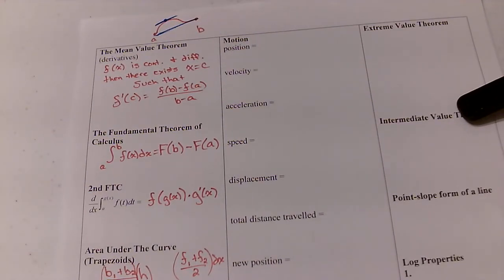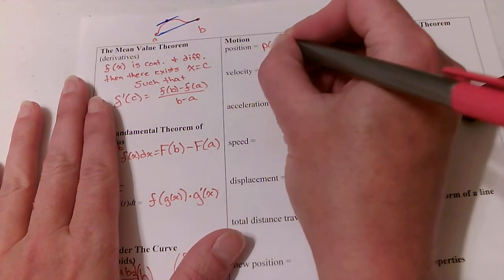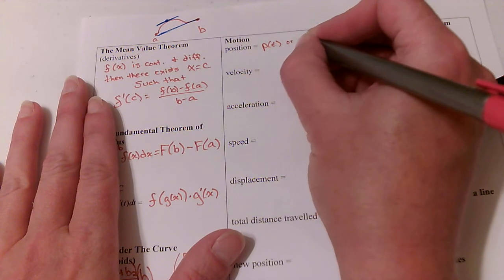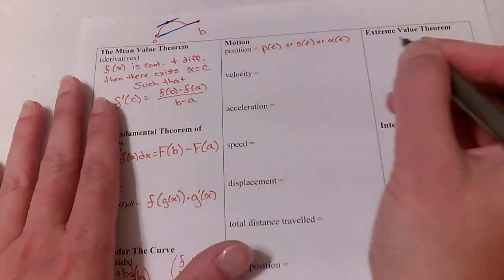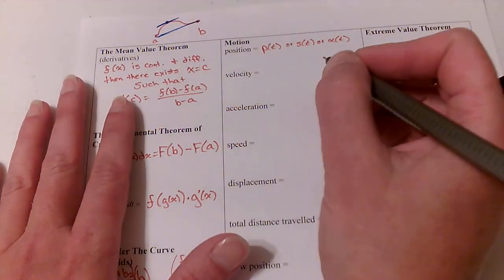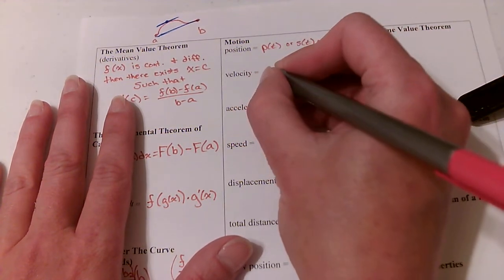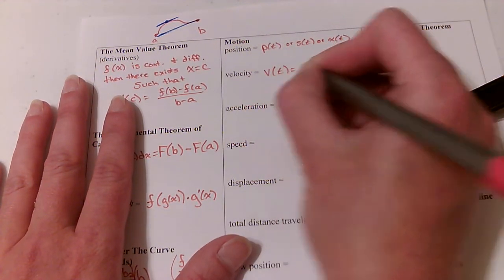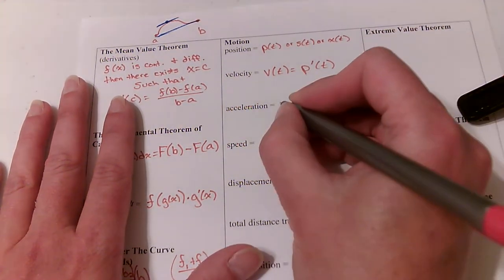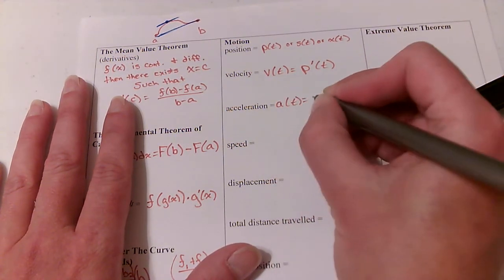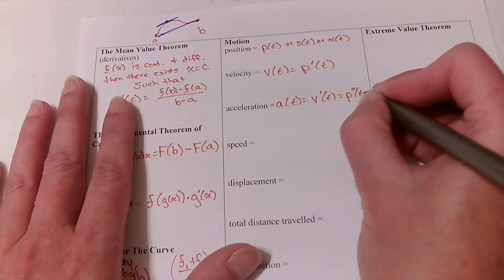Motion. Position. Sometimes it'll be P of t, or S of t, or X of t. And it's a position usually moving left and right. Just for sake, I'm going to call it P. Okay, so the velocity would be change in position with the change in time. Well, acceleration then is the derivative of velocity, which would then be the second derivative of position.